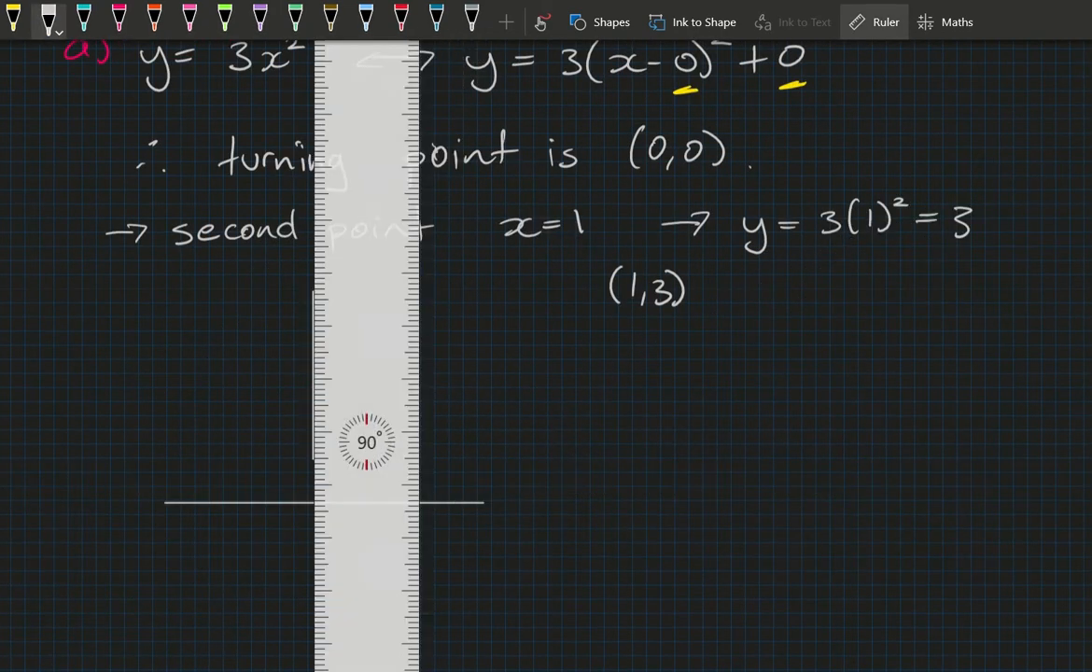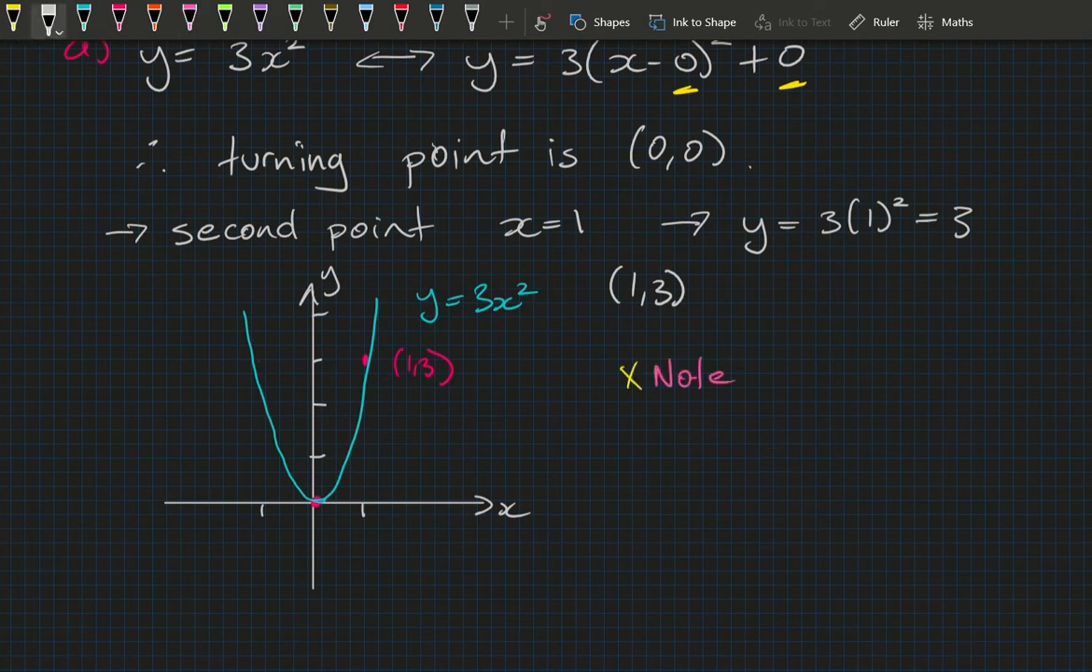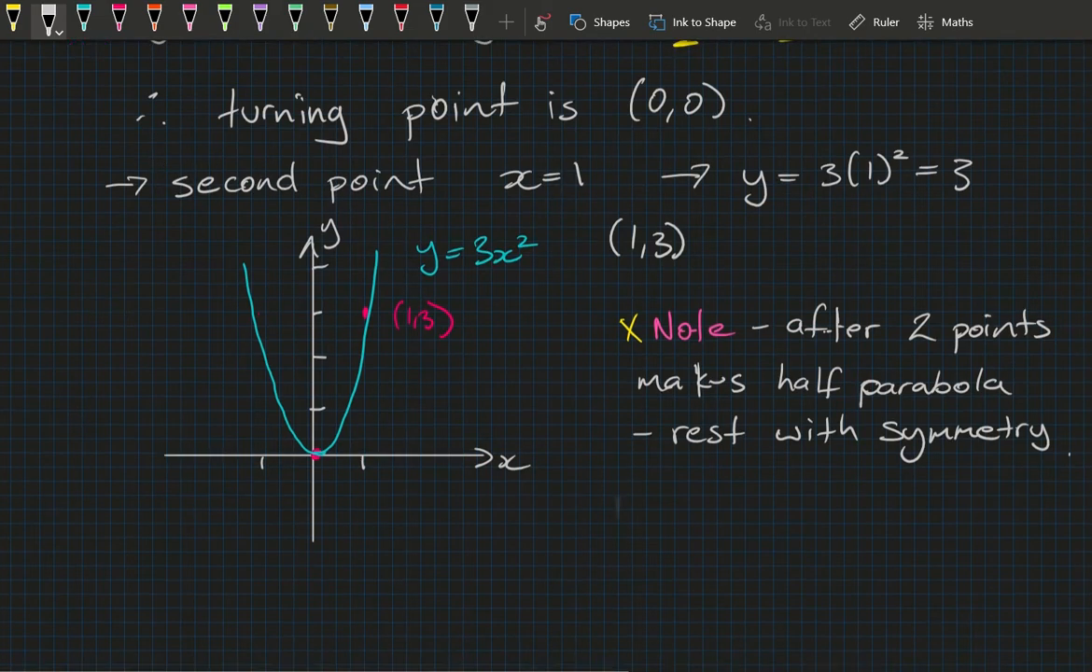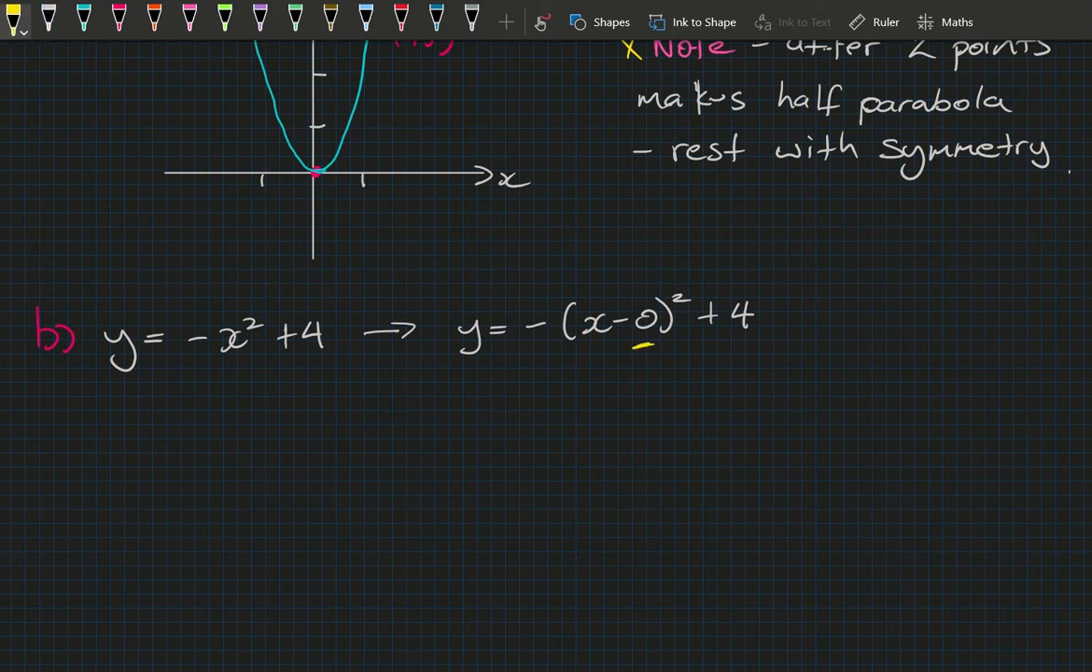Let's draw some axes for our parabola. So our turning point is 0, 0, and our second point is 1, 3. And I can now draw in the parabola. So that there is y is equal to 3x squared. Also notice how after making the 2 points, I just use symmetry. All right, let's move on to part B, where we've got y is equal to minus x squared plus 4. So once again, that means y is equal to minus x minus 0 squared plus 4. Okay, because x minus 0 is the same as x. And just as the last time, that means that our turning point is using these values here, and we can write the turning point as 0, 4.